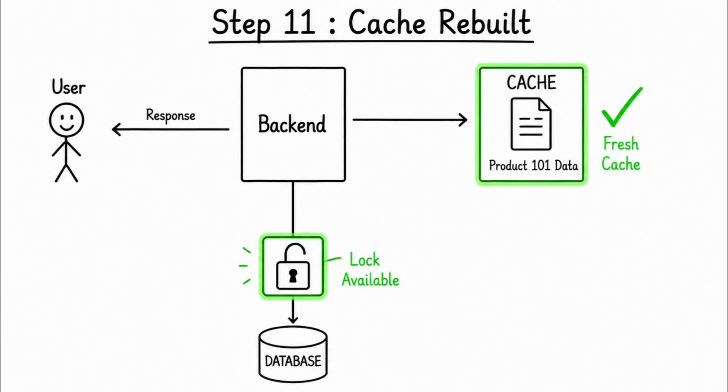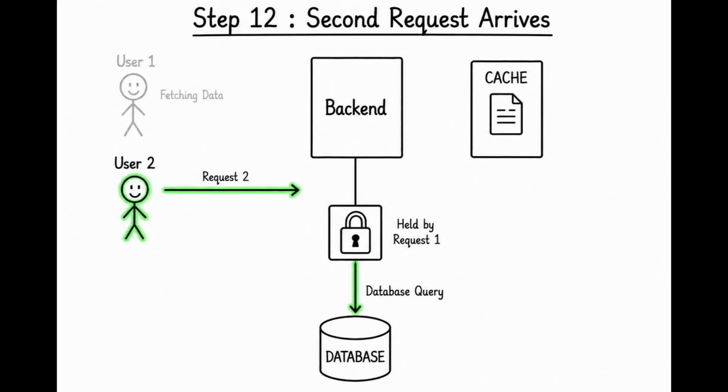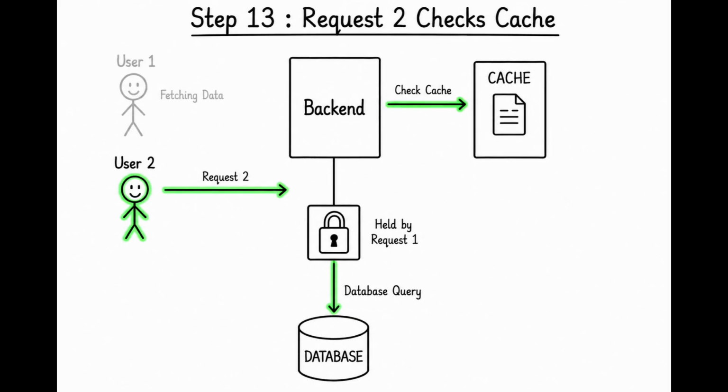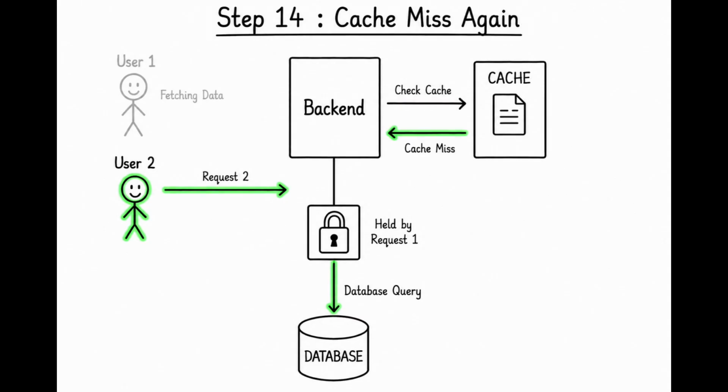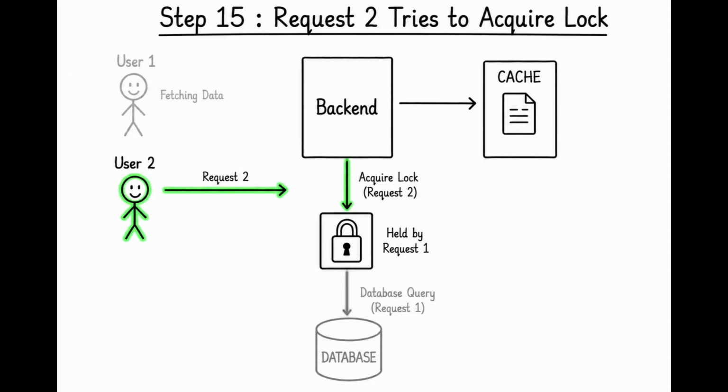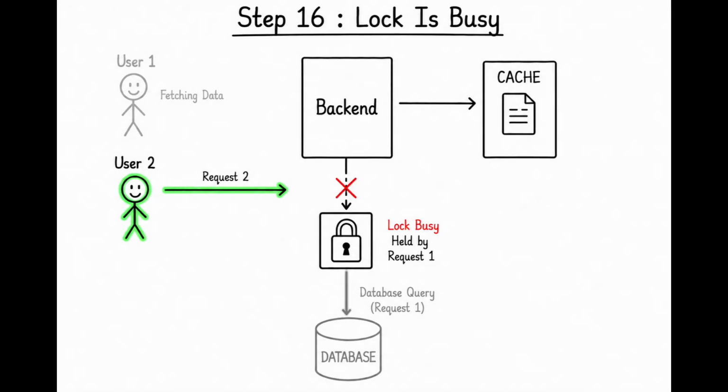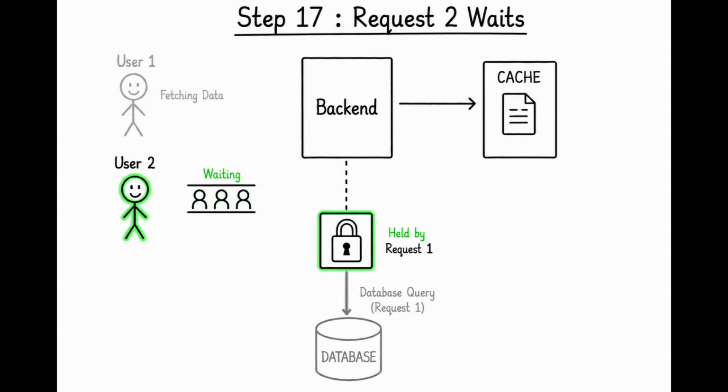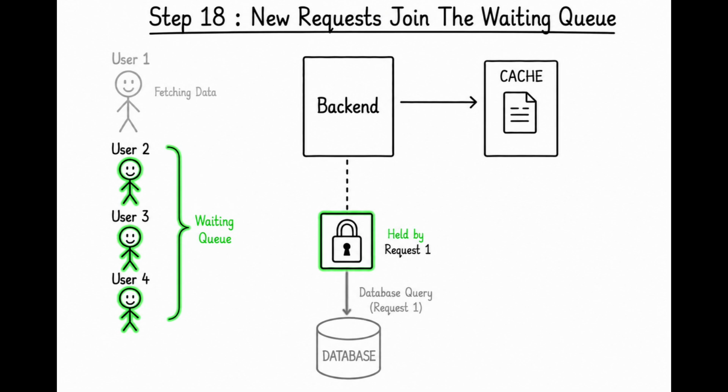Now let's see what happens to the second request. Suppose another user arrives while the first request is still fetching data. This request also checks the cache. Again, nothing is found. But this time, when it tries to acquire the lock, it fails, because the first request is already holding it. So instead of going to the database, this request simply waits. The third request arrives, same result. The fourth request, again the same. Every new request waits because someone else is already fetching the data.